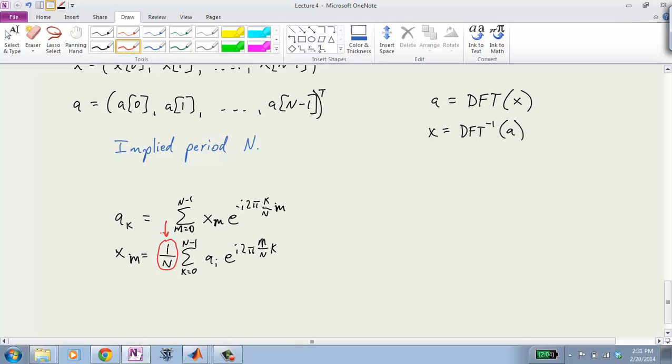Of course, it doesn't matter. I mean, if you're transforming and transforming back, who cares where you put the 1 over n? It doesn't make a difference in terms of how useful it is. It's just a technical difference, hardly matters at all. There are reasons why people would like to put the 1 over n there.